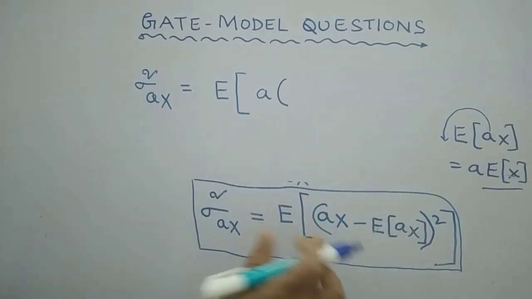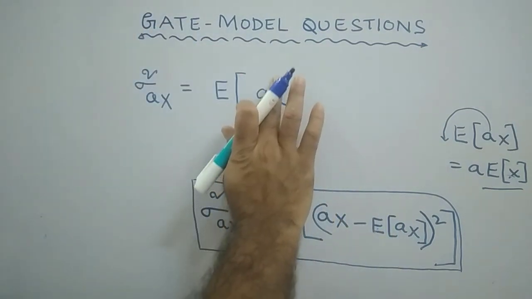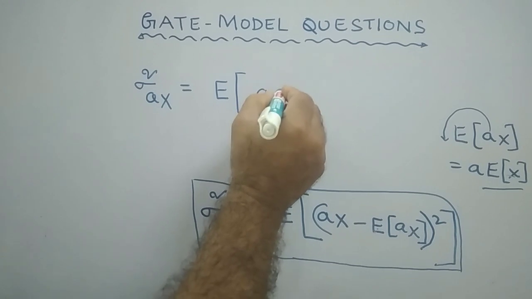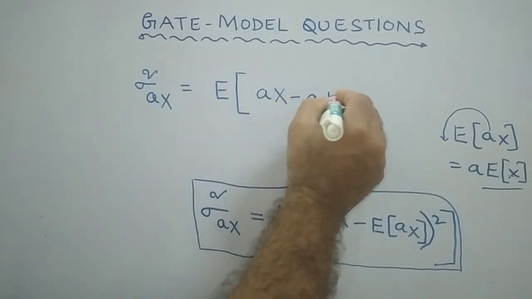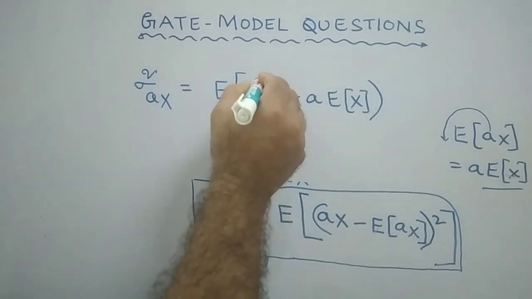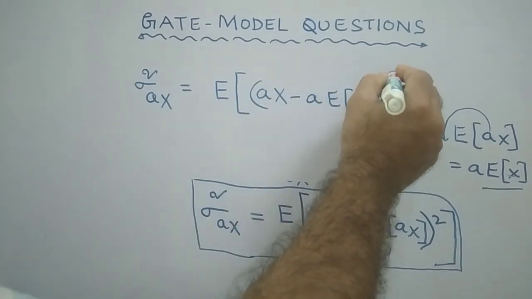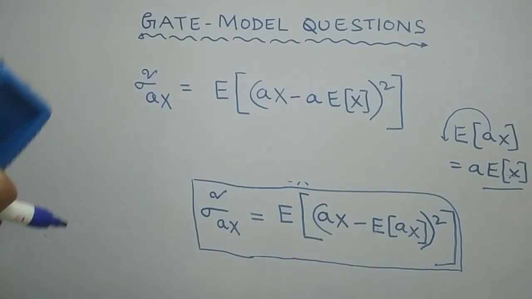Otherwise, I will write a into x minus a into expected value of x. Shall I write it like this? For this, you have to write the whole square. Is there any confusion in this? Nothing, I have not done anything here.